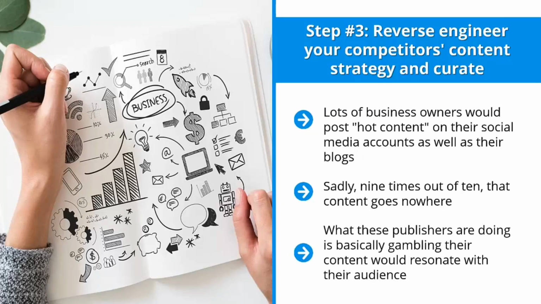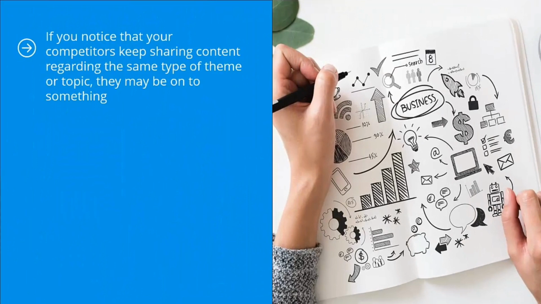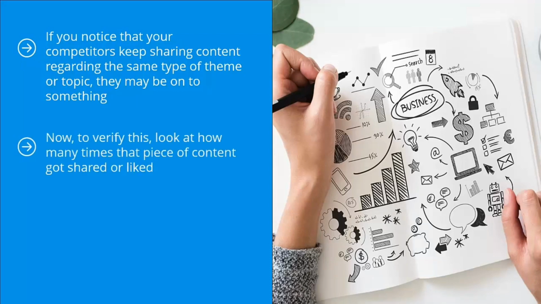Don't do that. Instead, pay attention to what your competitors are doing and look for patterns. If you notice that your competitors keep sharing content regarding the same type of theme or topic, they may be onto something. They wouldn't waste all this time, effort, and energy talking about the same stuff over and over unless, of course, it connects to their audience at some level or another and produced results. Now, to verify this, look at how many times that piece of content got shared or liked.